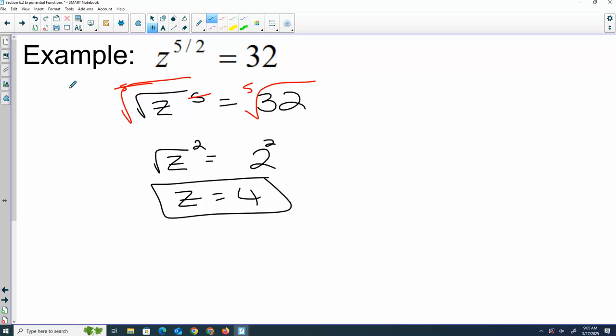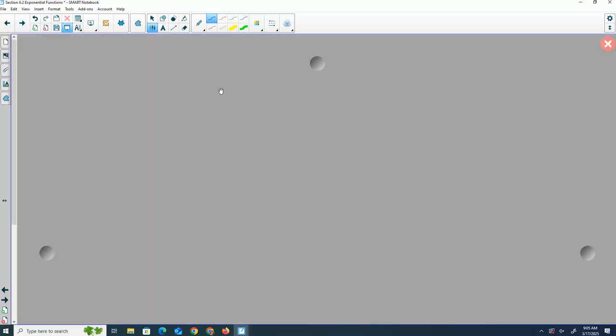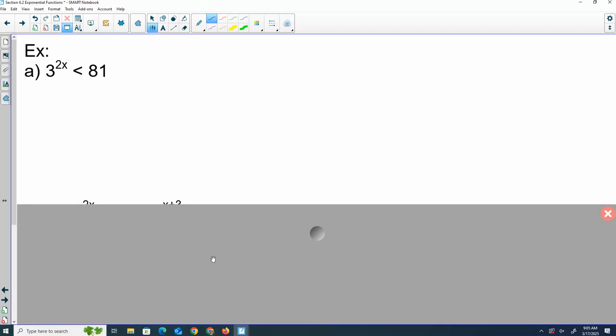Second thing I want you to talk about is inequalities. So, if you are solving an exponential inequality, my recommendation is to make sure that the base you are using is bigger than 1. Okay, here's why. If we deal with a base bigger than 1, we can solve it just like an equation.